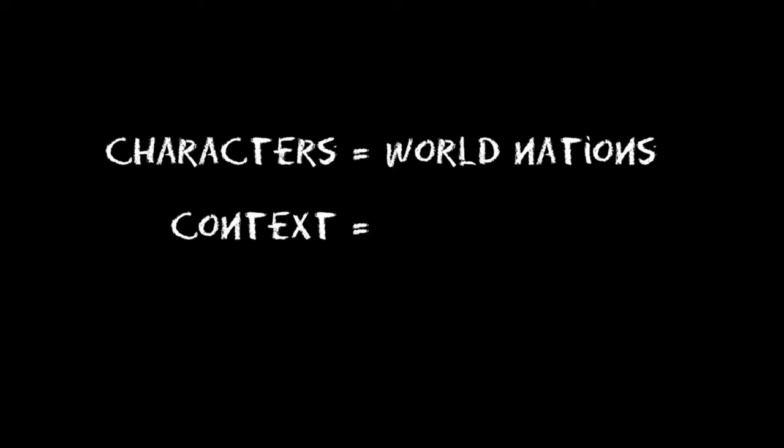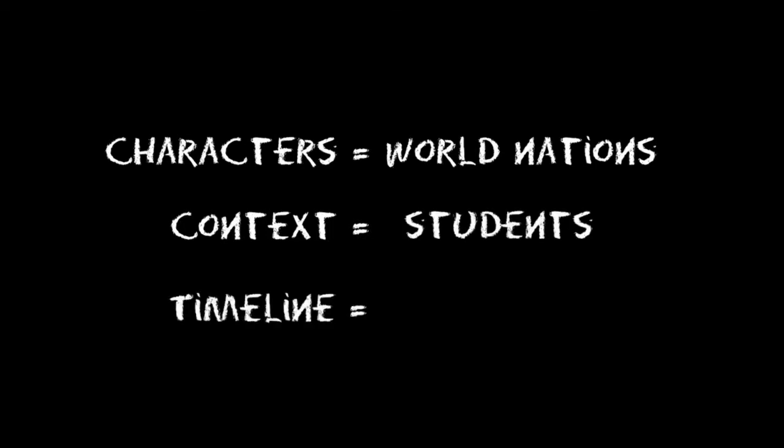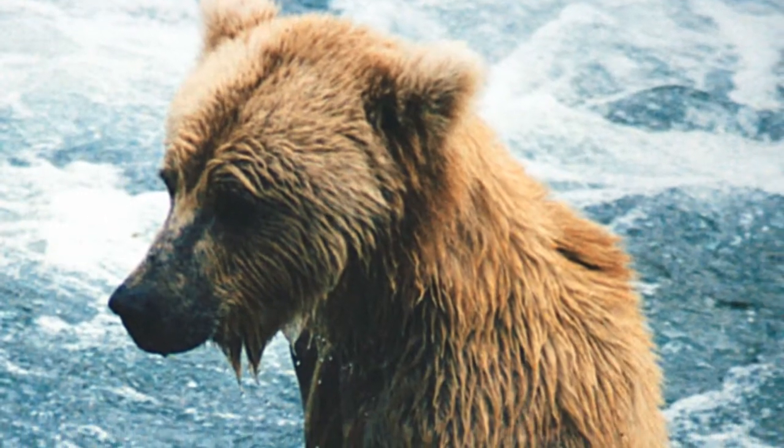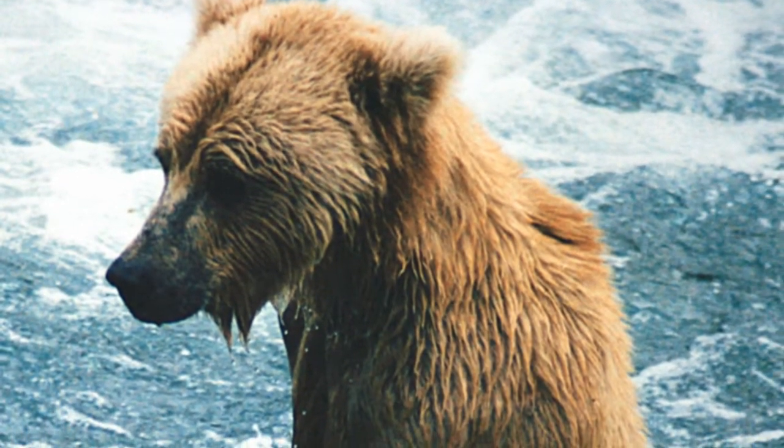All retellings have three things: characters, in this case major world nations; context, in this case high school students in a classroom; and a timeline, in this case the years 1900 to 2000. Now imagine the very same story of nations told in terms of the African savanna, America the eagle, Russia the bear, etc. Geopolitics meets The Lion King.